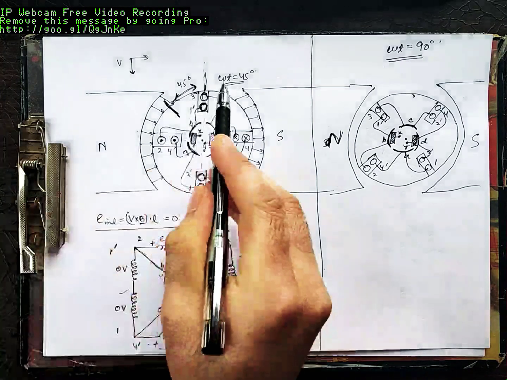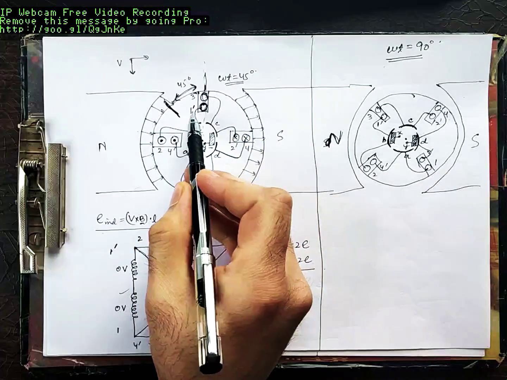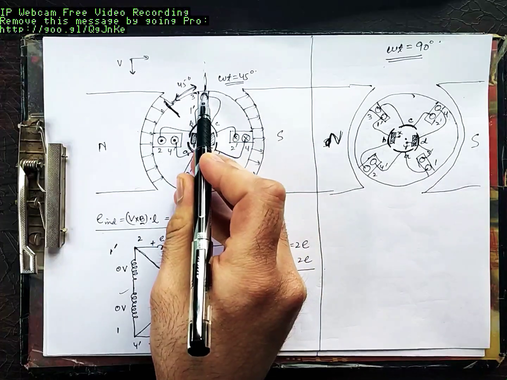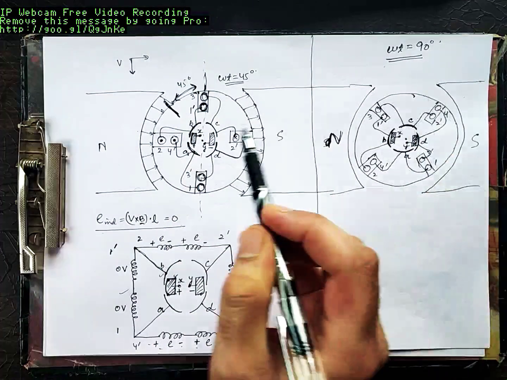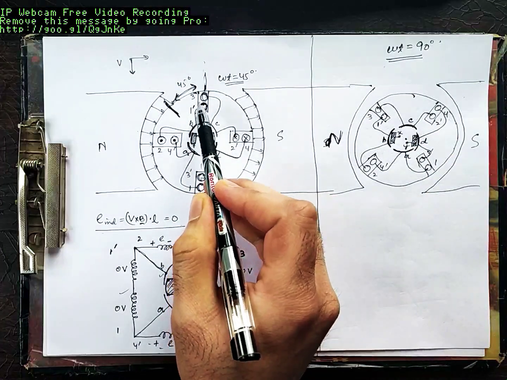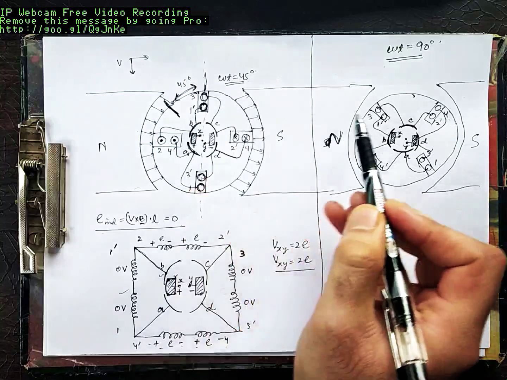At omega t equal to 45 degrees, what was the voltage induced in 1 prime and 3? It was 0 because B was 0. Now at omega t equal to 90 degrees, is there a voltage induced in 1 prime and 3 or is it 0? Now there will be a voltage because this is now under the north pole.